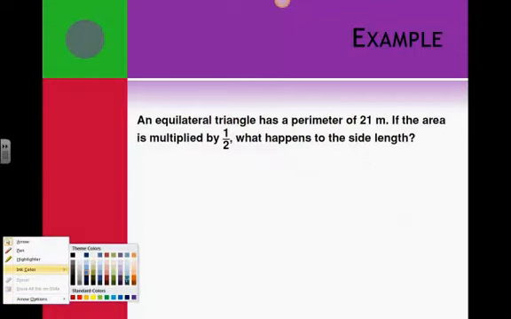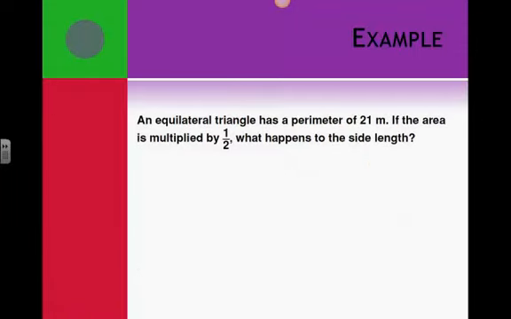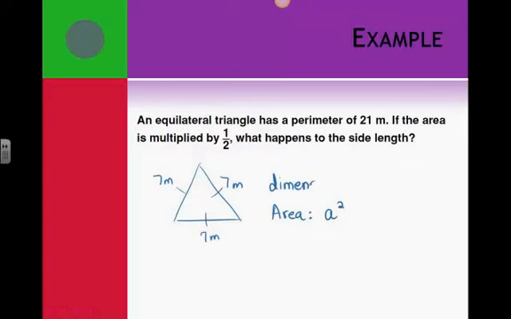Okay, here's one last example, and we're going to do this one the shortcut way. An equilateral triangle has a perimeter of 21 meters. So if the perimeter is 21 meters, then that means this is 7 meters, 7 meters, and 7 meters. If the area is multiplied by 1/2, what happens to the side length? So again, the area has been multiplied by a squared when the side lengths have been multiplied by a. So they're telling us the area has been multiplied by 1/2.